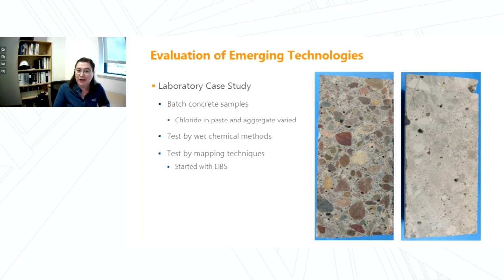So in order to explore these methods, we decided to do a bit of a laboratory case study. So we batched some concrete samples, and half of those samples used a chloride-containing aggregate, and half of them did not. And then we added chloride to the paste in some of these samples and not in others. We then took representative cores of all of this concrete, and we tested them by our typical wet chemical methods. And we also sent them out to be tested with mapping techniques. And in this case, we started out with LIBS testing.